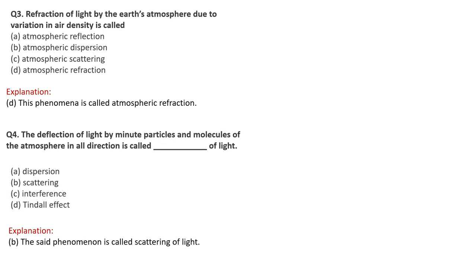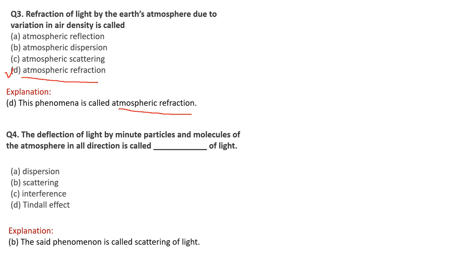Coming to the next question: refraction of light by Earth's atmosphere due to variation in air density is called what? Because there is a refraction of light taking place in the atmosphere, it will be atmospheric refraction. The answer D is the right answer. Explanation: this phenomenon is called atmospheric refraction. Why is there a refraction? Because the different layers of air act differently, that is, their refractive indices are different. Because of that, there is a refraction of light.